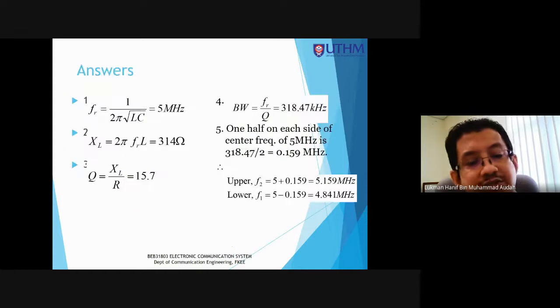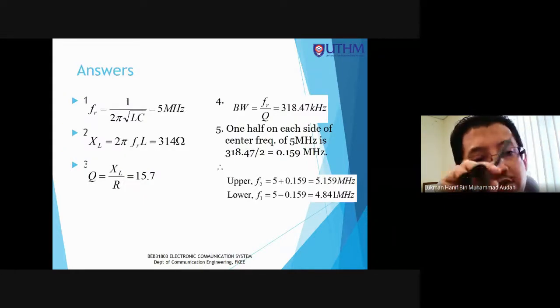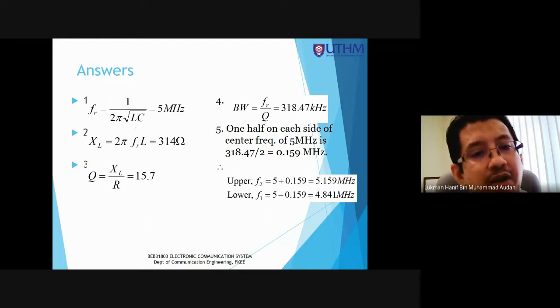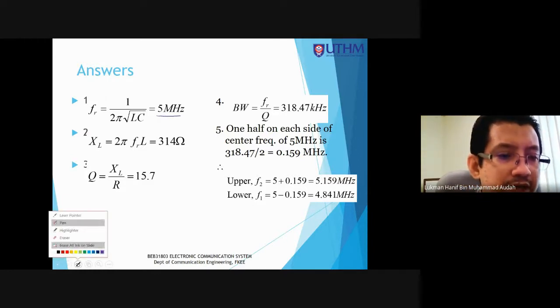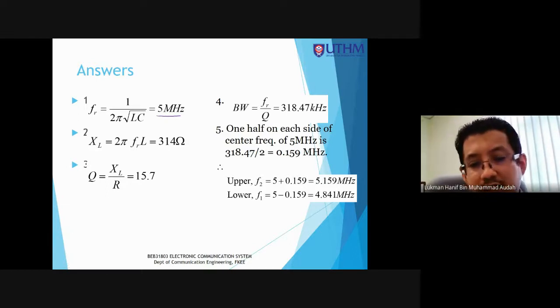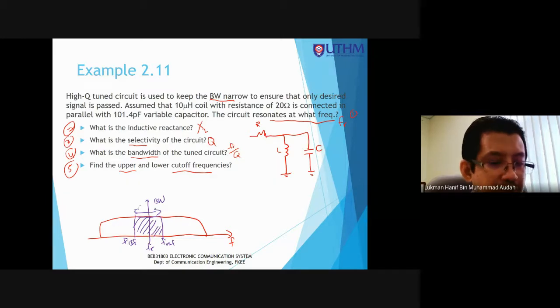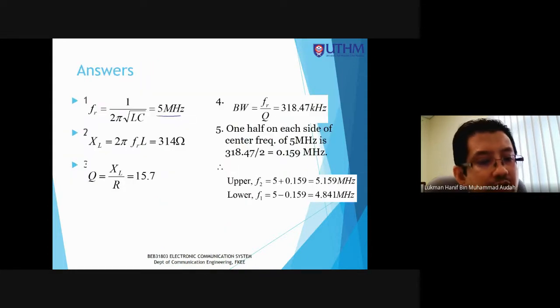So the first question, what is the resonant frequency? The resonant frequency is equal to 1 over 2 pi multiplied with the square root of LC. You will get 4 point something, and it is rounded to 5 mega. You can try calculating this. L is 10 micro, multiplied with 101.4 pico. Then take the square root of the answer, multiply with 2 pi, and take 1 over the answer. So you get 4998056, which is rounded to 5 MHz.